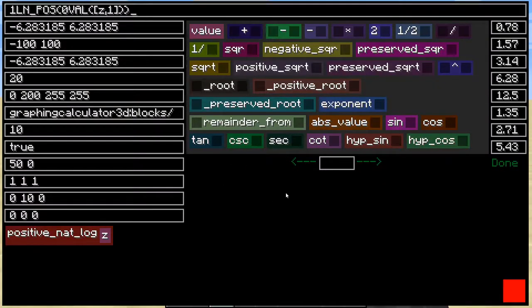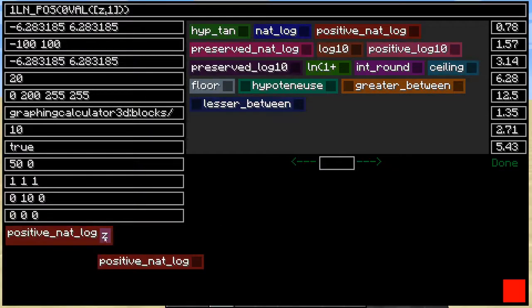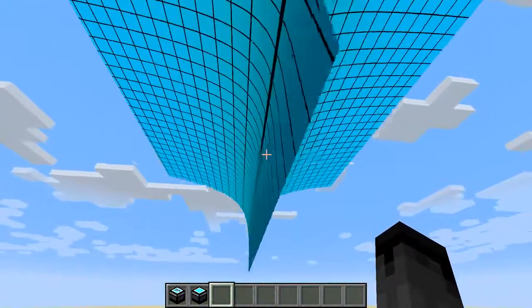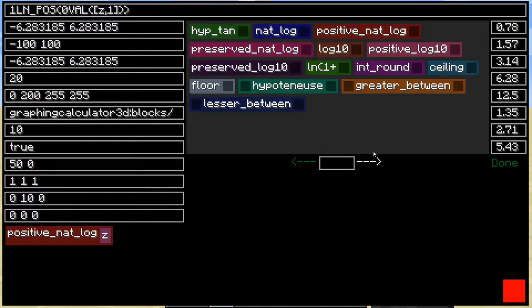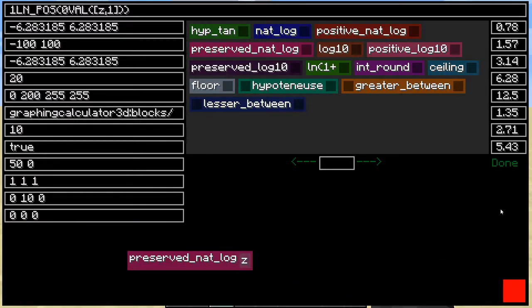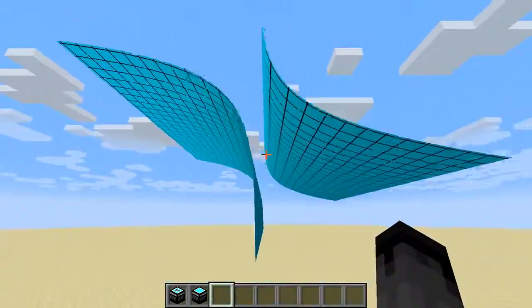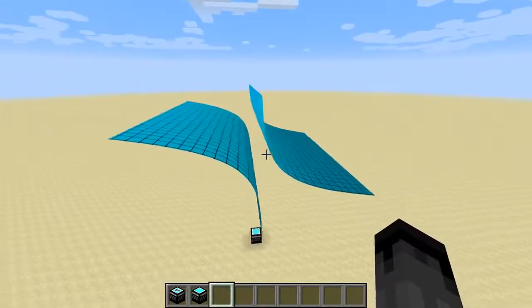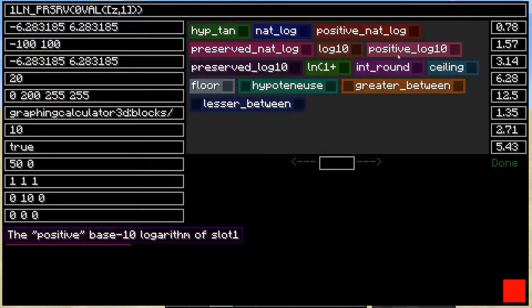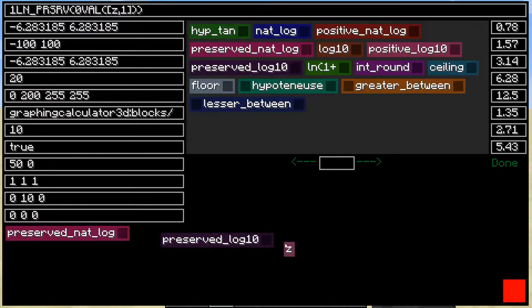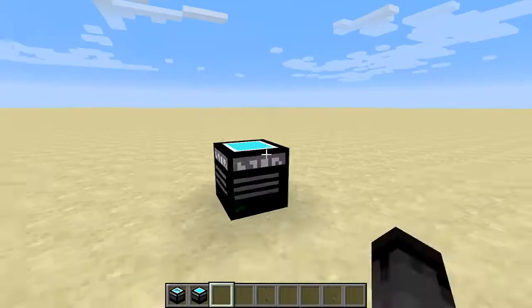And the preserved natural log is sort of the same, except flipped over. Did I mess something up there? Oh, yep. I took the exact same block out. Nice. There's the preserved. Okay. And the same goes for the base 10 log, so I'll just do the preserved, and you can infer the rest.